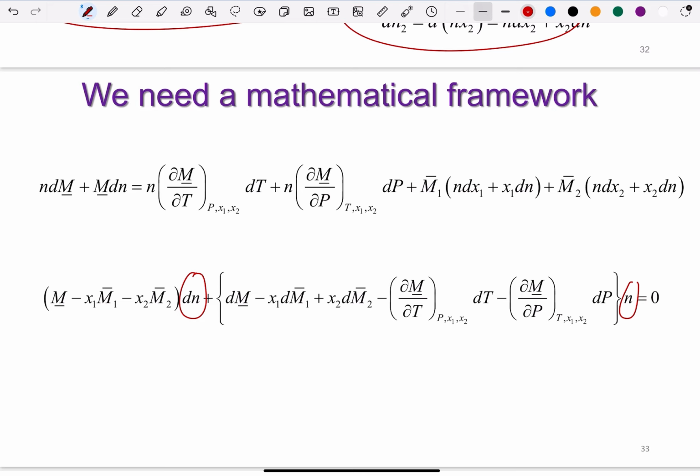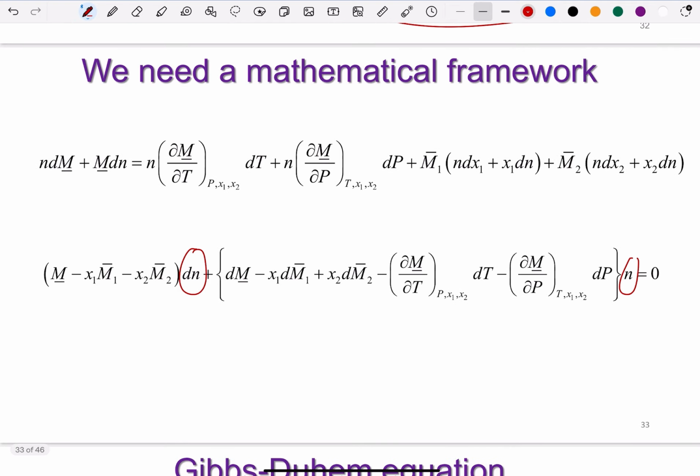The only way that this equality can hold is that each of these coefficients at the same time should be 0 to give me a non-trivial solution. If n is 0 or dn is 0, it is a trivial solution. I'm not looking for that. I'm looking for the non-trivial one. So this coefficient is going to be 0. This whole coefficient is going to be 0 too.